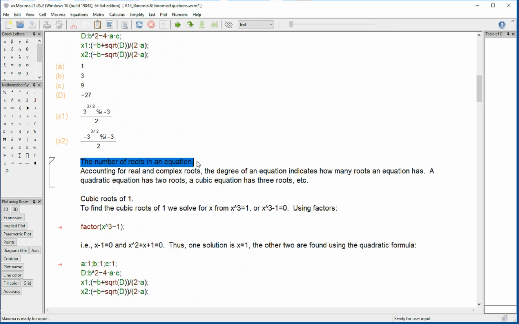The number of roots in an equation. This is something called the fundamental theorem of algebra, and it says that if you have a polynomial whose coefficients are real, then you're going to have as many roots as the degree of the polynomial. So a quadratic equation has 2 roots, a cubic equation has 3, and so on. For example, let's say we want to find all the cubic roots of the number 1. So basically we're going to try to solve x cubed equal to 1, or x cubed minus 1 equals 0. So there's a polynomial right there that we can factor.